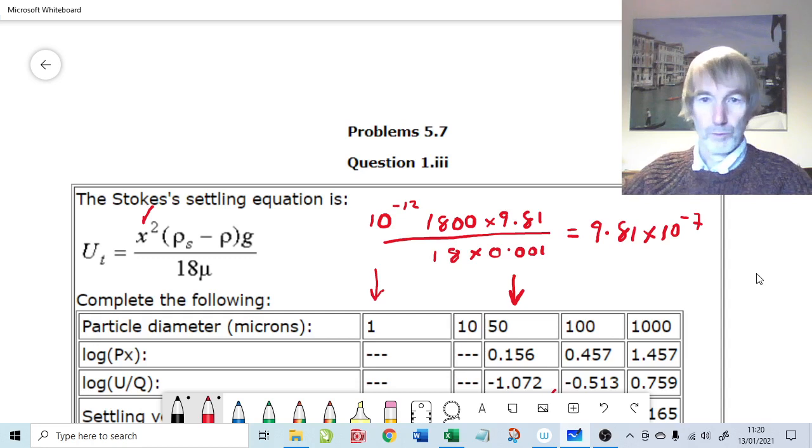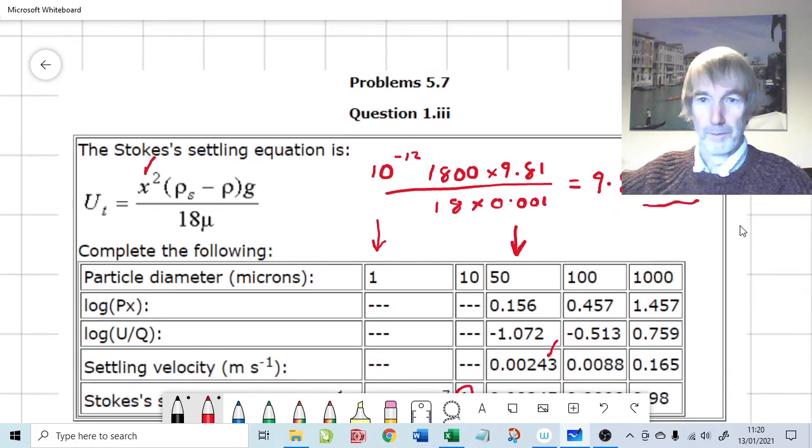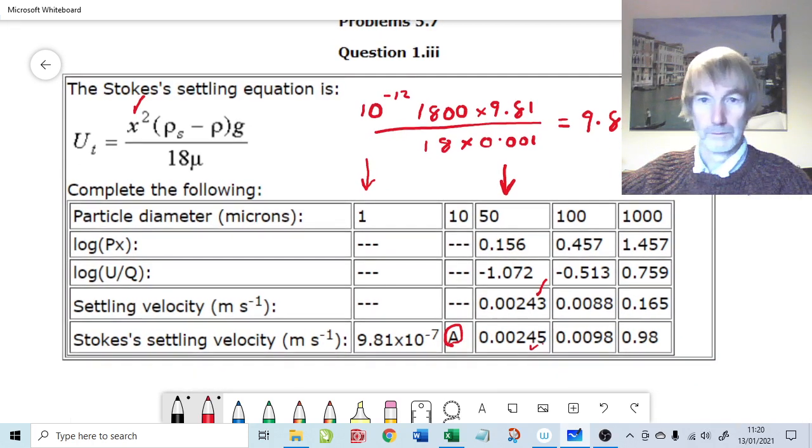Okay, that's quite logical. We're going to get that because clearly 18 and 1,800 there gives us a few tens. Clearly we've got 10 to the minus 3 down here, so that helps to cancel out some of the 10 to the minus 12s. And of course the only thing we've got left number-wise is 9.81. So the answer is 9.81, and if you work out all the powers there, it comes out as 9.81 times 10 to the minus 7. I'll just push that back up again. Okay, so the predicted Stokes settling velocity for a 1 micron particle is 9.81 times 10 to the minus 7.